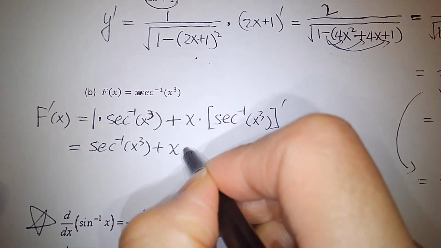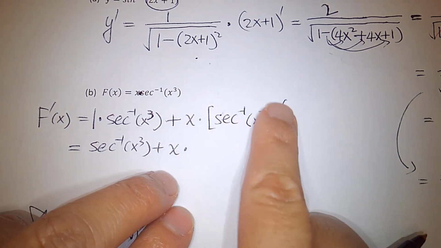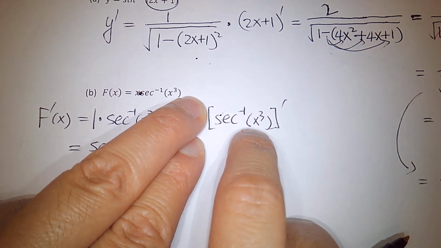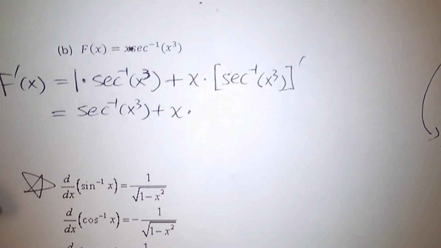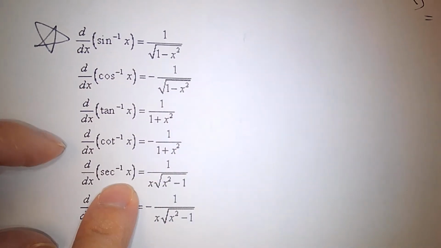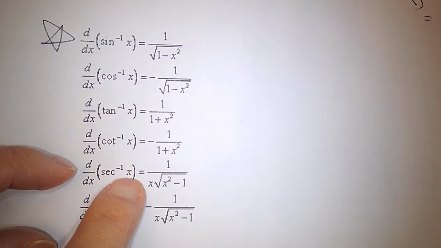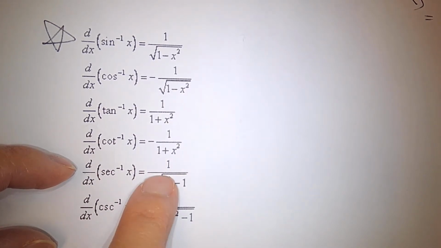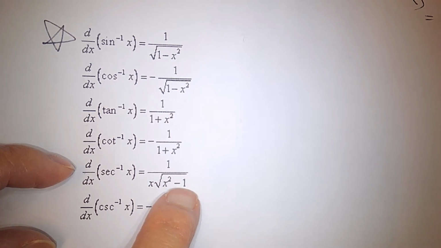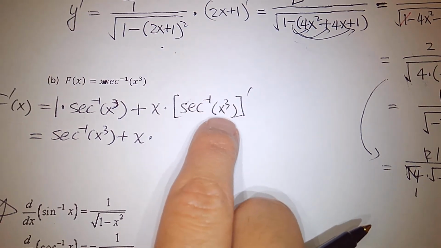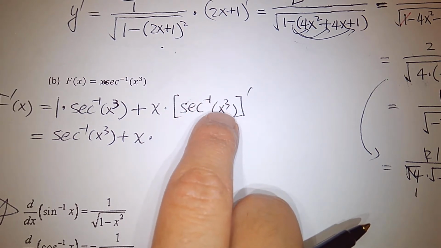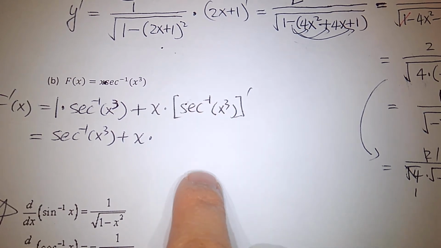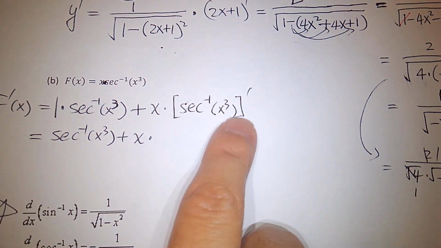Now the first term is the inverse secant of x cubed, plus x times, what is the derivative of inverse secant of x cubed? The derivative of inverse secant x is 1 over x times the square root of x squared minus 1. But we don't have an inverse secant of x; we have an inverse secant of x cubed. So the x in the formula is x cubed this time.